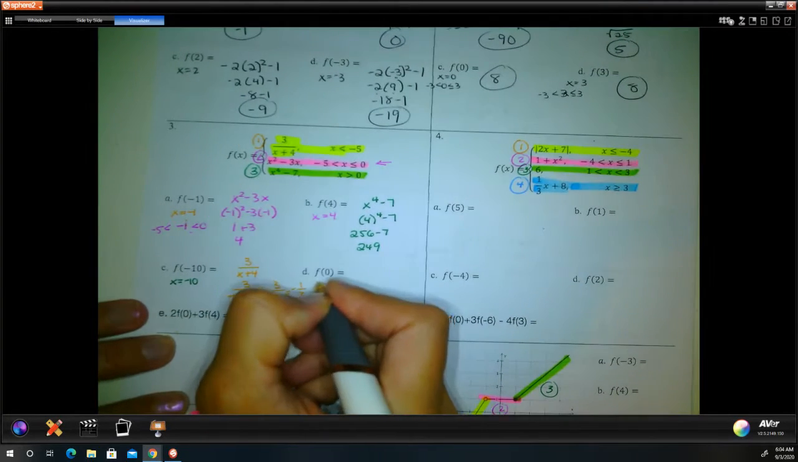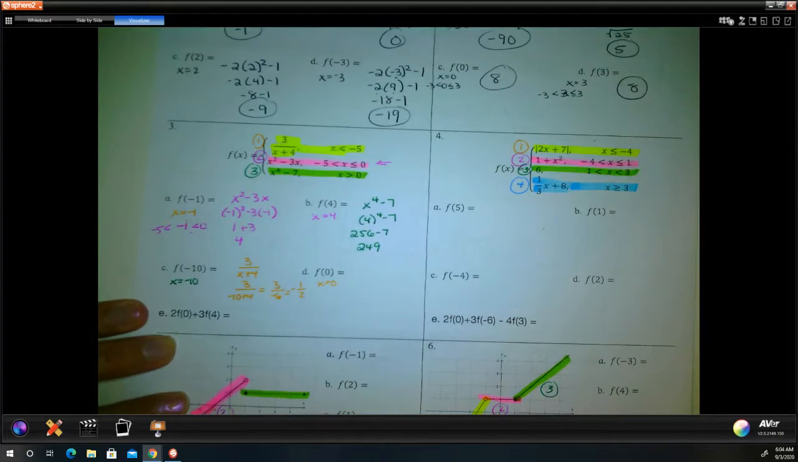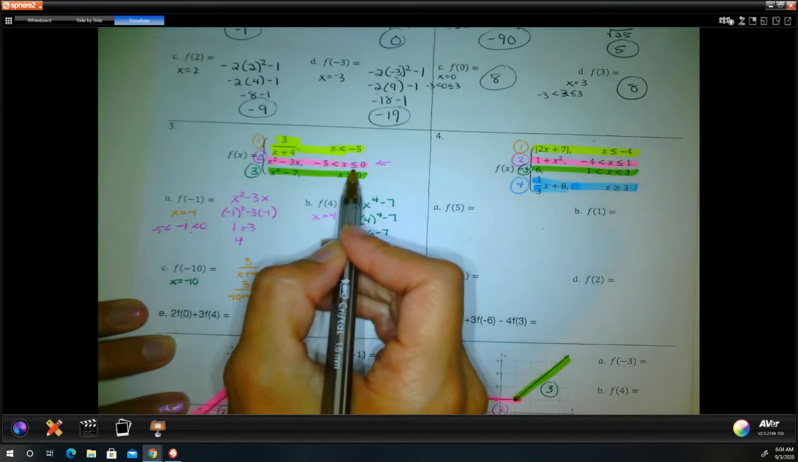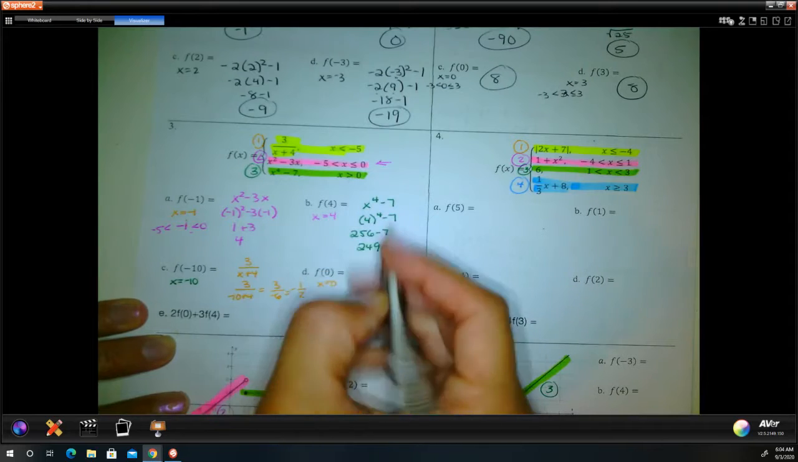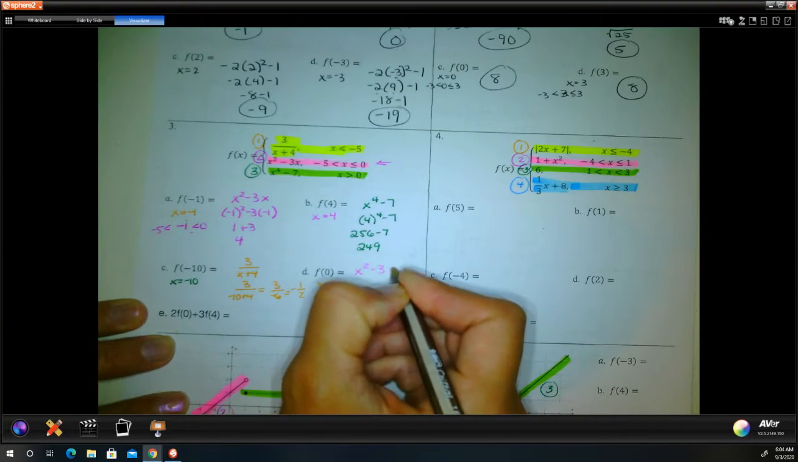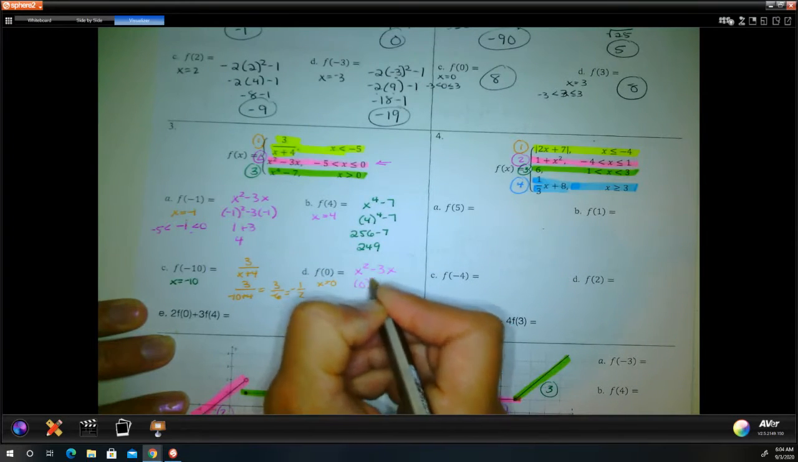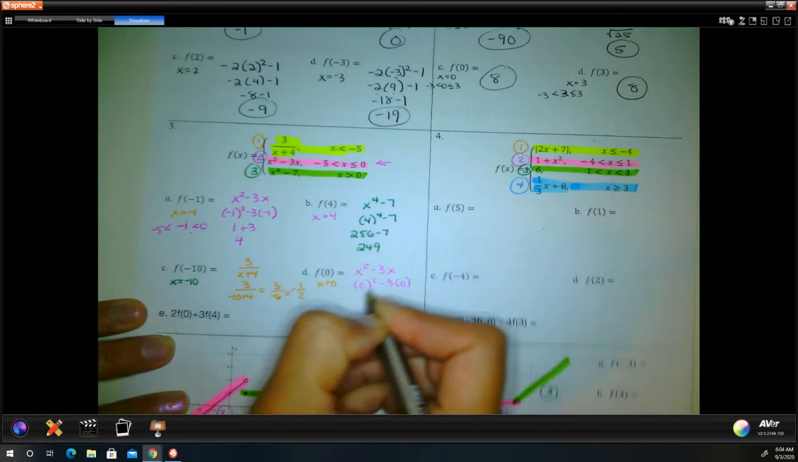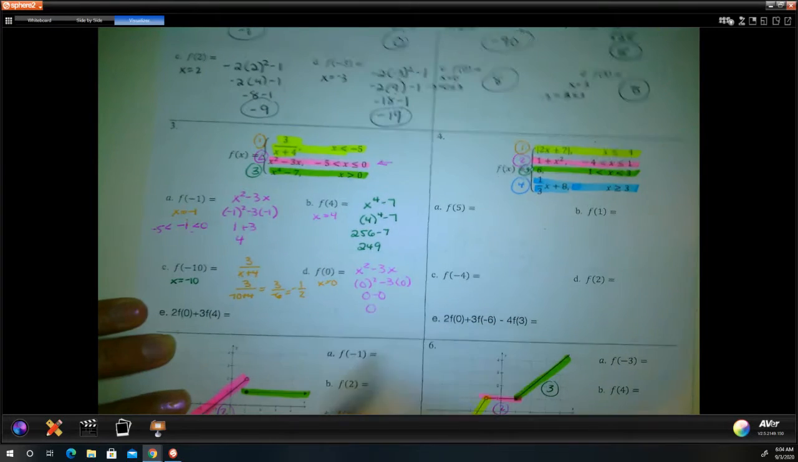f of 0 means x equals 0. So 0 is less than or equal to 0. So that's this piece, x squared minus 3x. So 0 squared minus 3 times 0, 0 minus 0, 0.